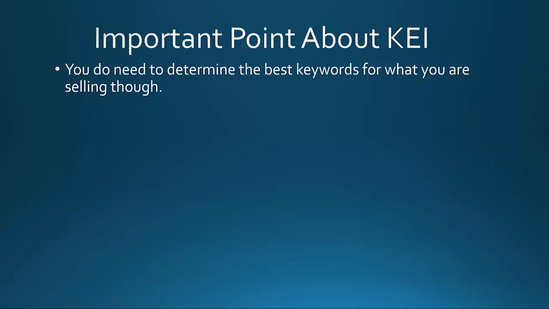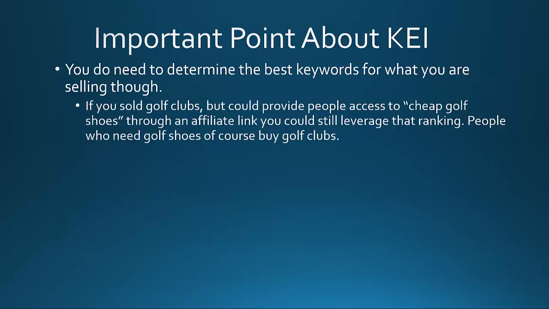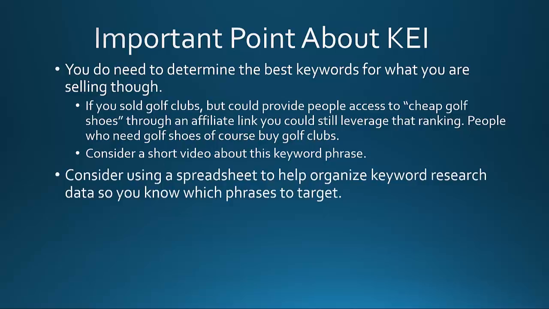The important point about KEI, you do need to determine the best keywords for what you are selling though, so keep that in mind. If you sold golf clubs but could provide people access to cheap golf shoes through an affiliate link, you could still leverage that ranking as I mentioned. People who actually need golf shoes, they also buy golf clubs. There are also people that are buying training on how to improve their golf game. They may opt into your list. Consider also doing a short video about this keyword phrase as an example.